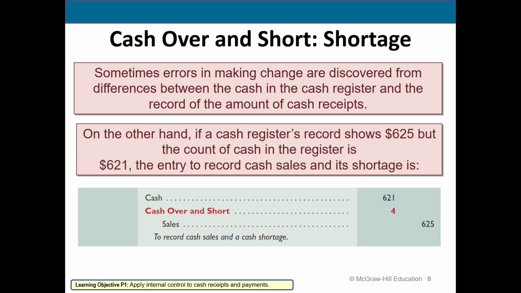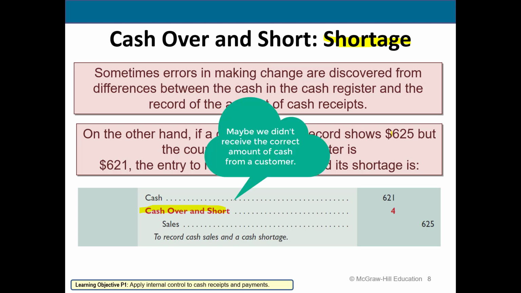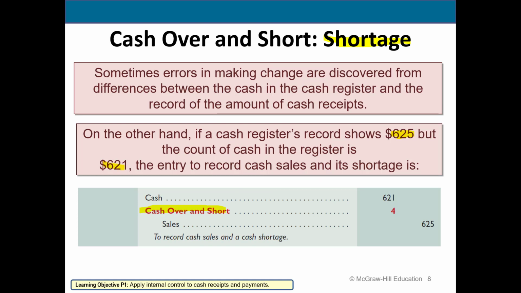On the other hand, if we have not enough money in our cash register, we would need to debit the cash over and short account. In this example, the cash register shows that we made sales of $625, but we only have $621 in the register. So we can only debit cash for the $621, debit cash over and short for the shortage, and credit our revenue for the full amount of $625.